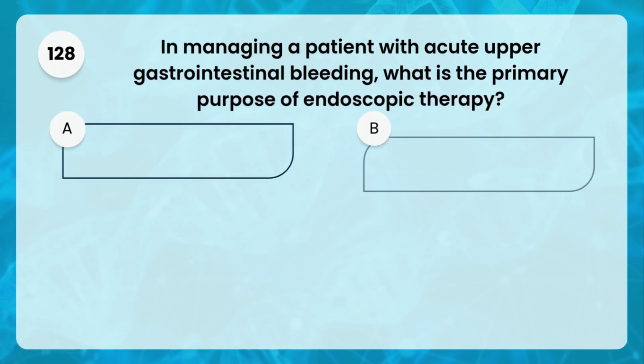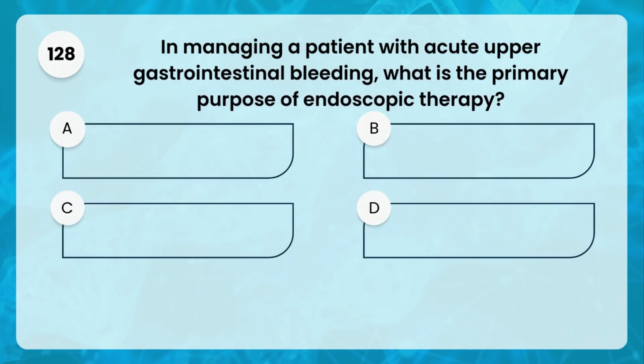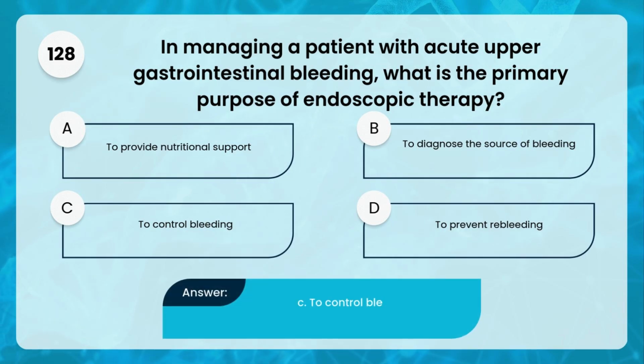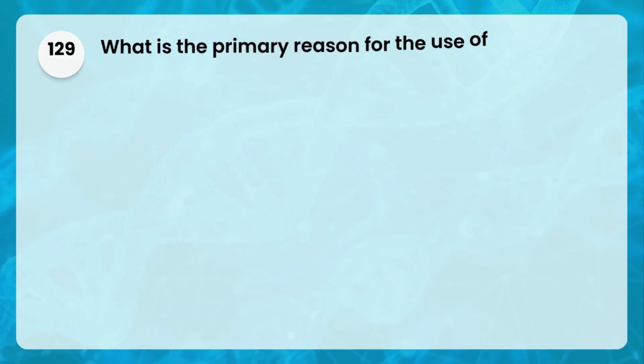128. In managing a patient with acute upper gastrointestinal bleeding, what is the primary purpose of endoscopic therapy? A. To provide nutritional support. B. To diagnose the source of bleeding. C. To control bleeding. Or D. To prevent rebleeding. The answer is C. To control bleeding.